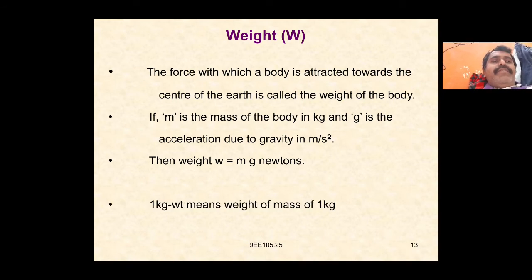1 kg weight means a mass of 1 kg. So 1 kg weight we can write as 1 kg, that is 9.81 into 1, that is 9.81 newtons.